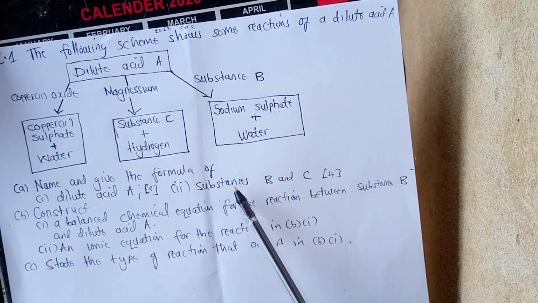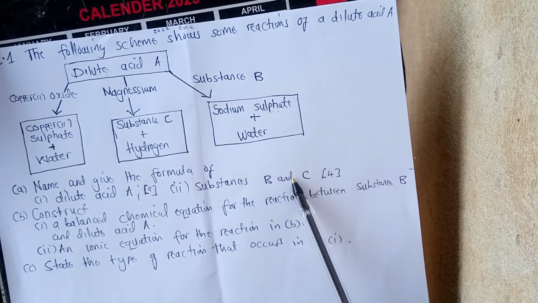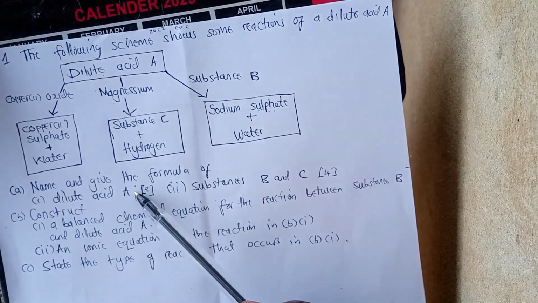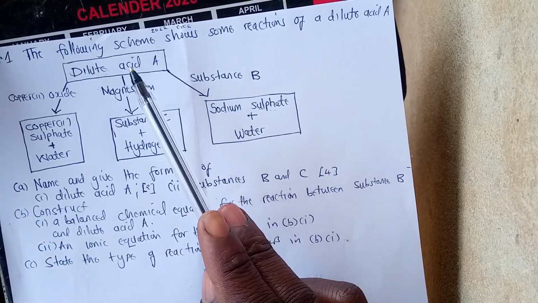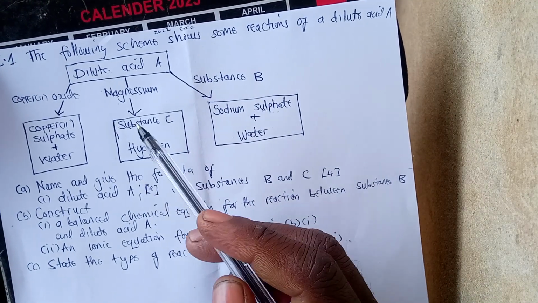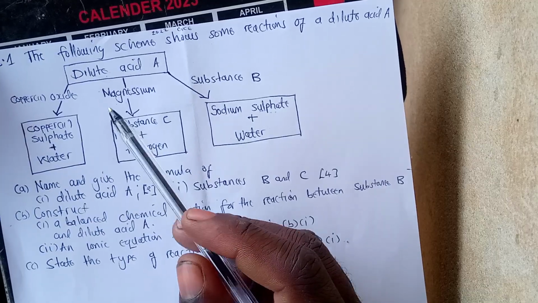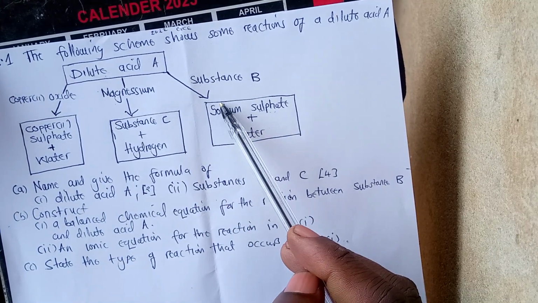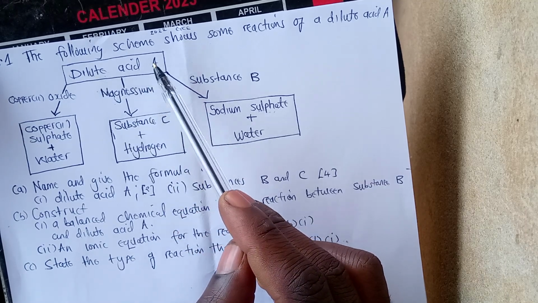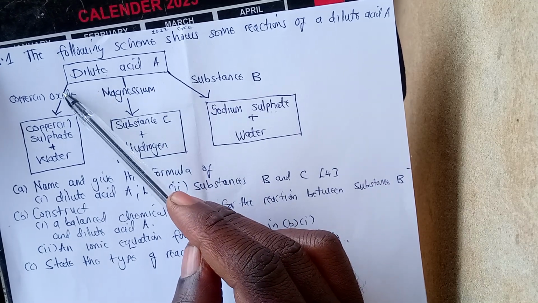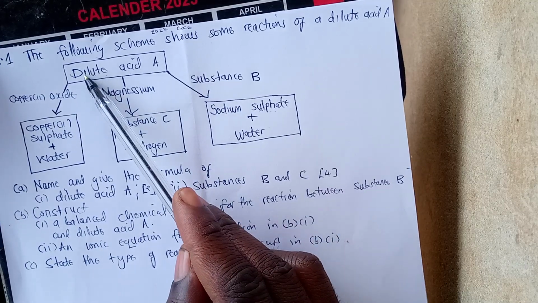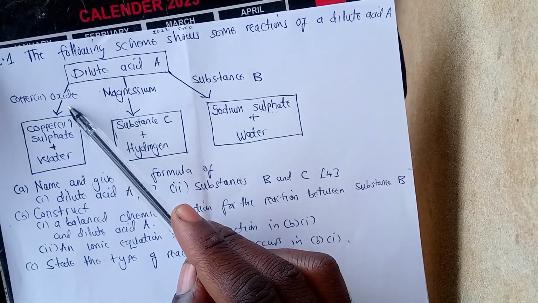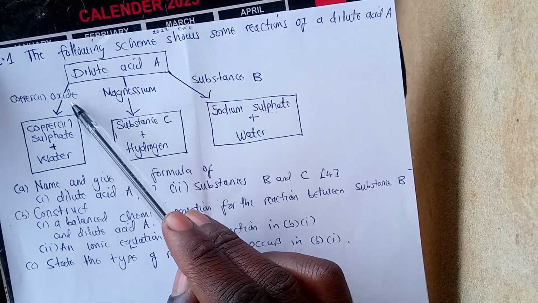Then we are asked to identify substance B and C. Also, the first question asks us to identify dilute acid A. So how can we identify dilute acid A? We can use this arrow on this side or the arrow on this side. When we use this side, we have been told that dilute acid A reacted with copper 2 oxide. So this copper 2 oxide is a base.